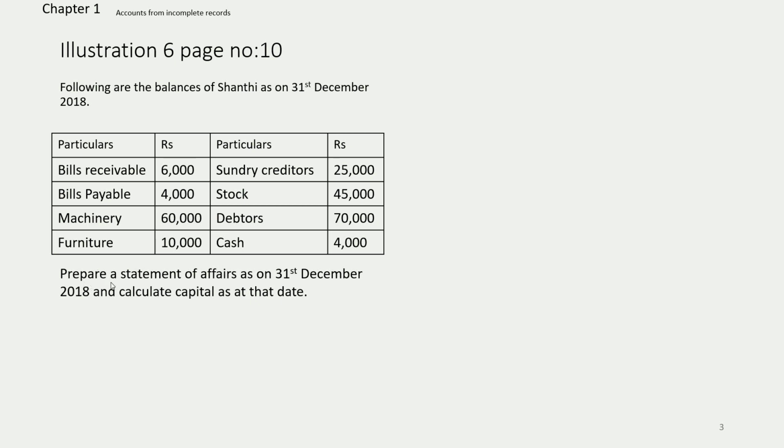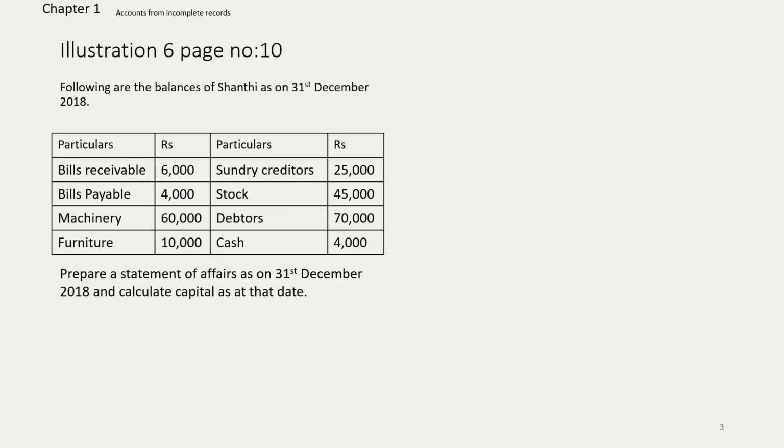From this, we have to prepare a statement of affairs as on 31st December 2018 and calculate the capital as at that date. Got it? Now see, we have to find out what? We are asked to find out capital. So what we have to do? We have to prepare a statement of affairs.